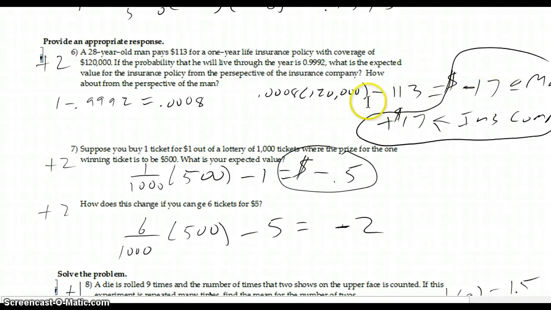So for the person buying it, it's a negative $17. And then it says, how about from the perspective of the insurance company? So that's negative 17 for the policyholder, and for the insurance company that would be a positive 17. I was just looking for that distinction, that you realize it's a negative expected value for the policyholder and positive for the business.